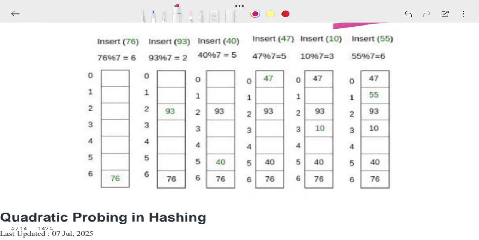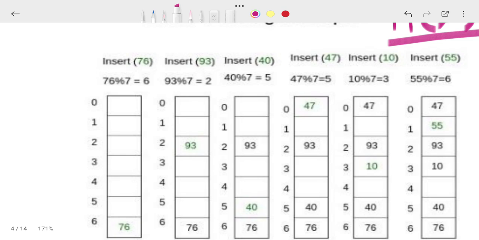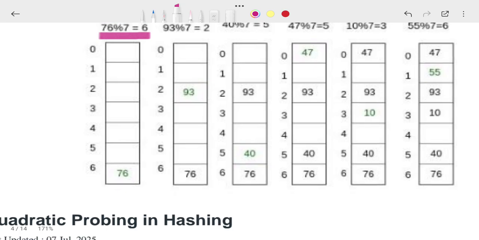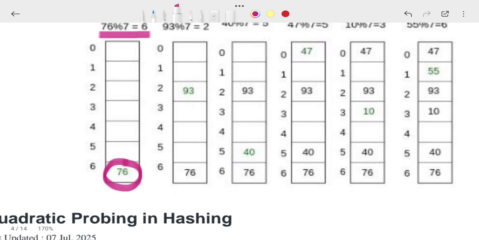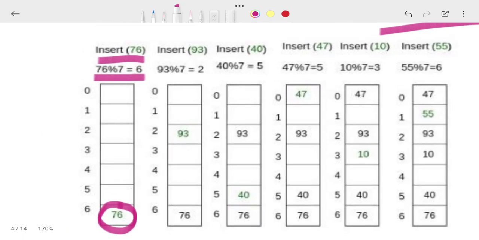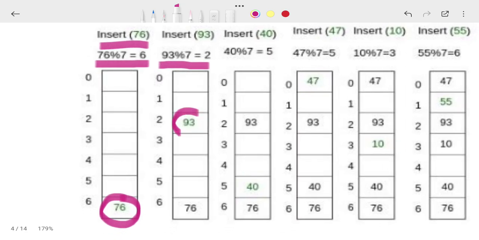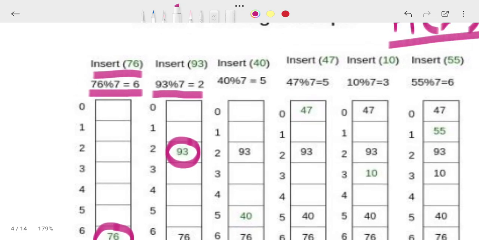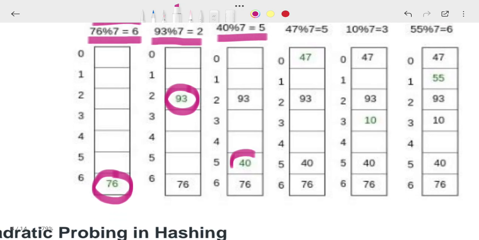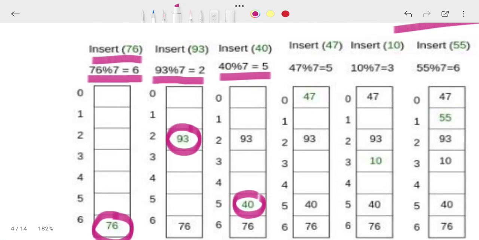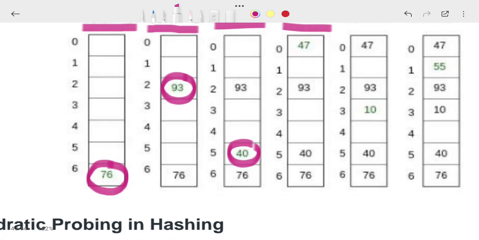Okay. So now see here. Suppose I have to insert 76. 76 divided by 7, remainder is 6. So at 6 I will place 76. Done. Now 93 divided by 7, remainder is 2. So at 2 I am placing 93. Done. Now 40 divided by 7, remainder is 5. Now at 5 I am placing 40. Done. Now 47 divided by 7, remainder is 5. So 5 is already occupied by data.